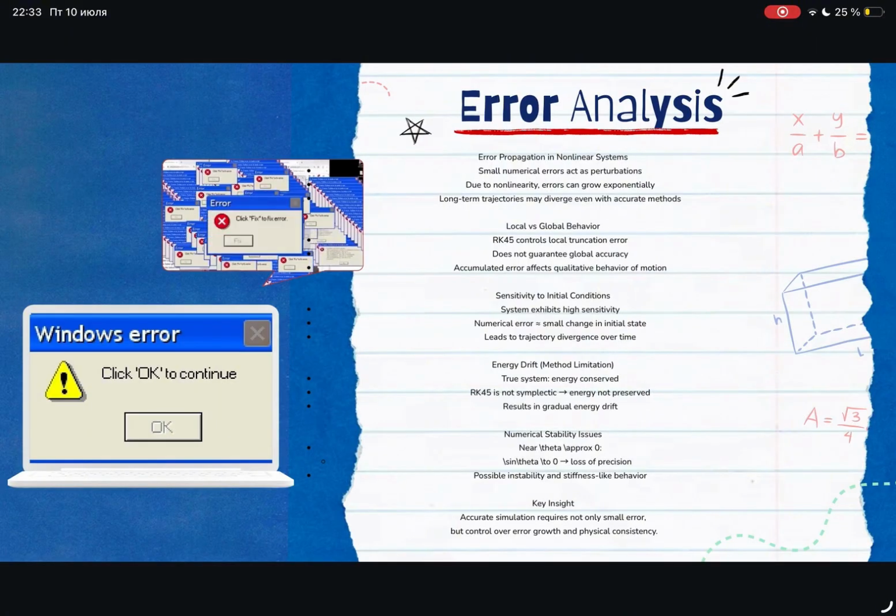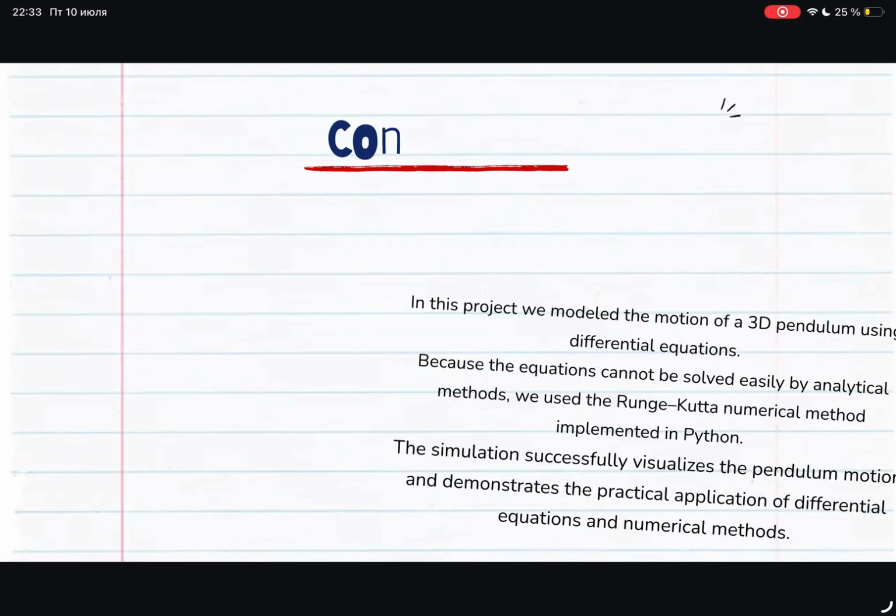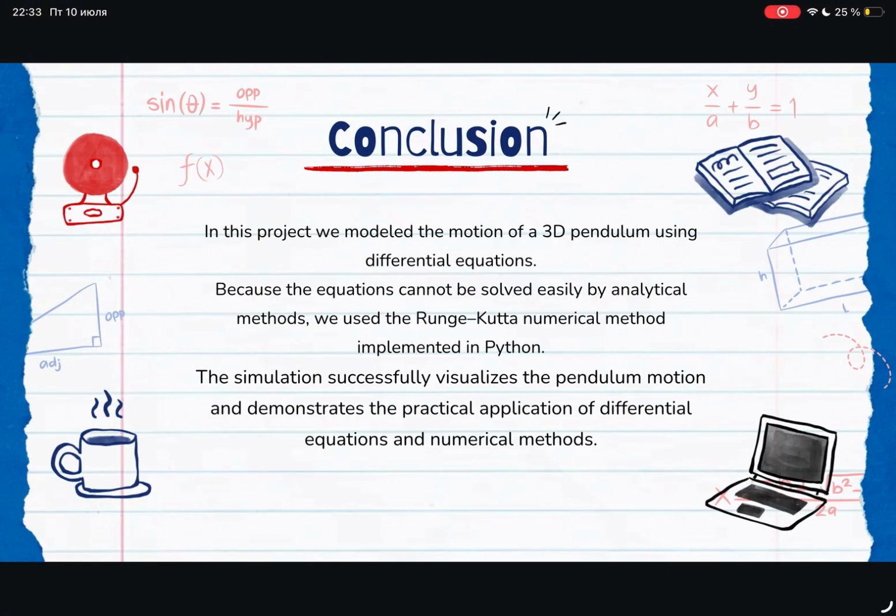Numerical stability. There are also stability issues related to the equations themselves. For example, when the angle becomes very small, terms like sin approach zero, which can reduce numerical precision. This can introduce instability or inaccuracies in the computation.